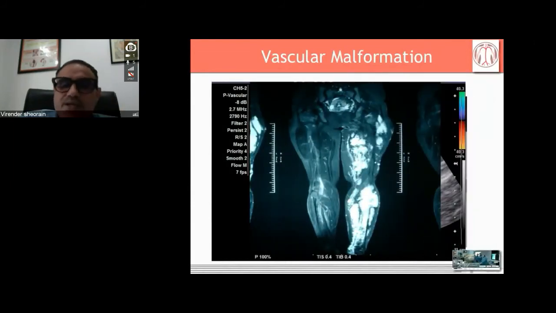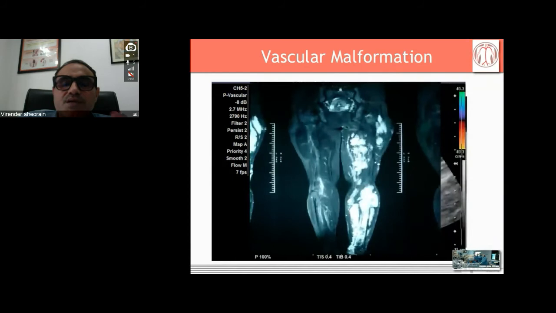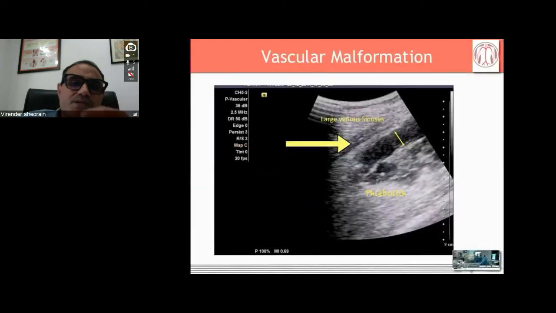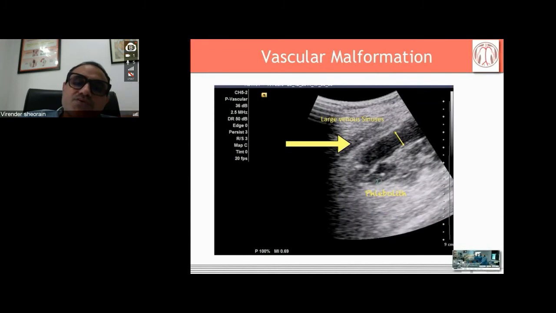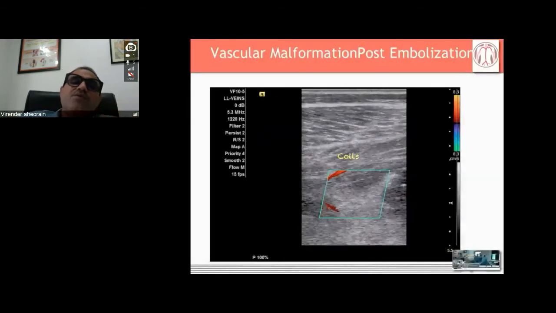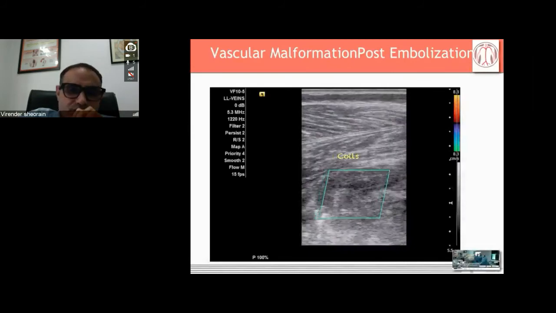So this patient had an MRI, and here you can see the slow flow venous malformation, basically in the intramuscular region, affecting the entire leg and the gluteal region for the patient. Nicely, you can see on this scan there is a phlebolith. So what happens is basically because of the slow flow within these dilated venous channels, calcification occurs, and then you can see phleboliths.